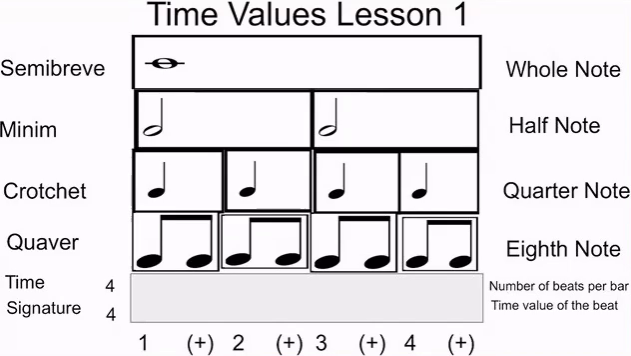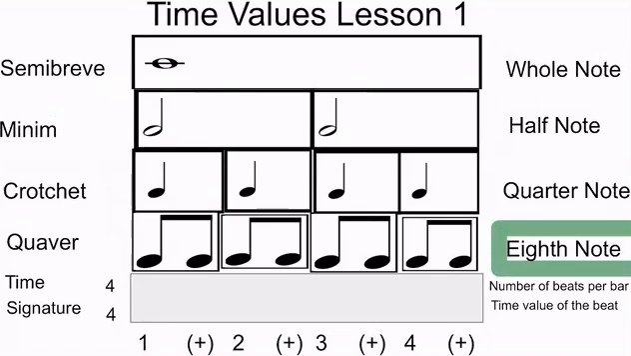The longest note in current use at the moment is that one at the top of this table, and it's traditionally known as a semibreve or whole note. They last as long as two of these, which are known as minims or half notes. They last as long as two of these, which are crotchets or quarter notes, and they last as long as two of these, which are quavers or eighth notes.